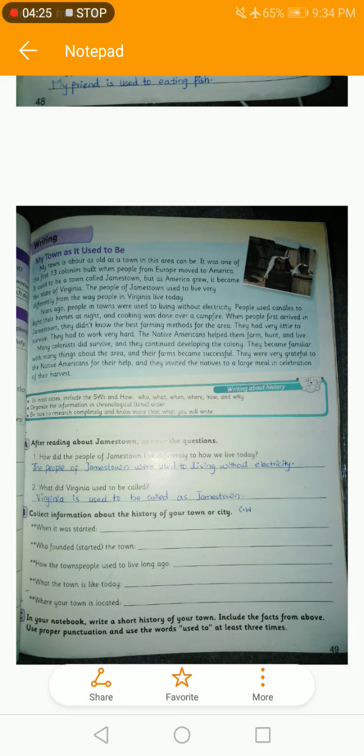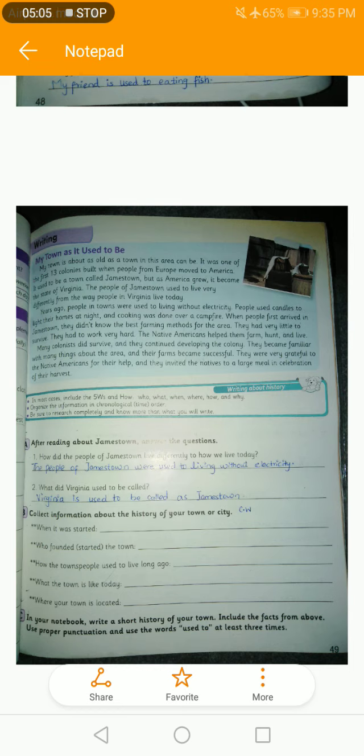My town is about as old as a town in this area can be. It was one of the first 13 colonies built when the people from Europe moved to America. It used to be a town called Jamestown, but as America grew, it became the state of Virginia. The people of Jamestown used to live very differently from the way people in Virginia live today. Years ago, people in town were used to living without electricity. People used candles to light their homes at night and cooking was done over a campfire.